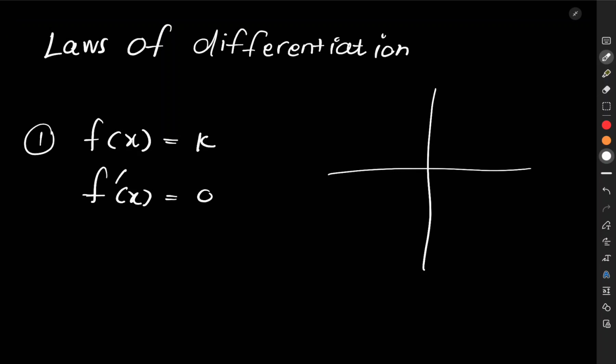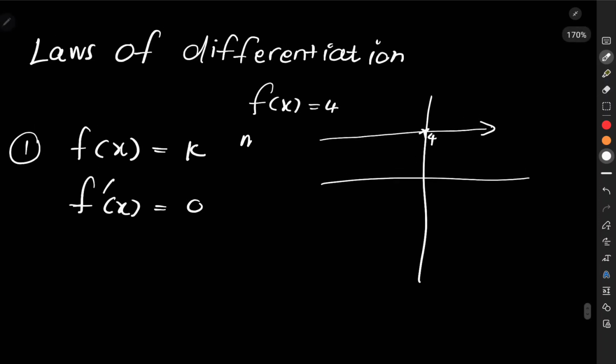If we have a constant k, in this case, let's assume that f of x is equal to 4. Then we're going to have a straight line intercepting the y-axis at 4. From what we've studied before, we know that the gradient of a horizontal line is always 0. Remember, we're trying to find the gradient at a point, and in a horizontal line, at all points, the gradient will be 0.